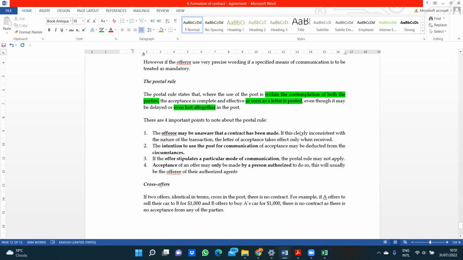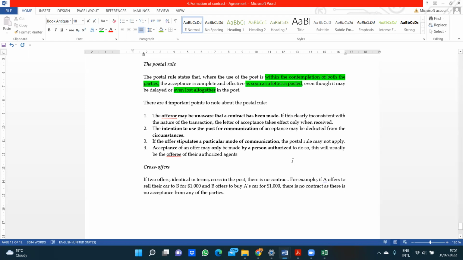There are 4 important points to note about the postal rule. First, the offerer may be unaware that a contract has been made. If this is clearly inconsistent with the nature of the transaction, the letter of acceptance takes effect only when received. Here the offerer is not aware that the acceptance has been made, and because it is inconsistent with the nature of the transaction, the acceptance takes effect only when it is received.